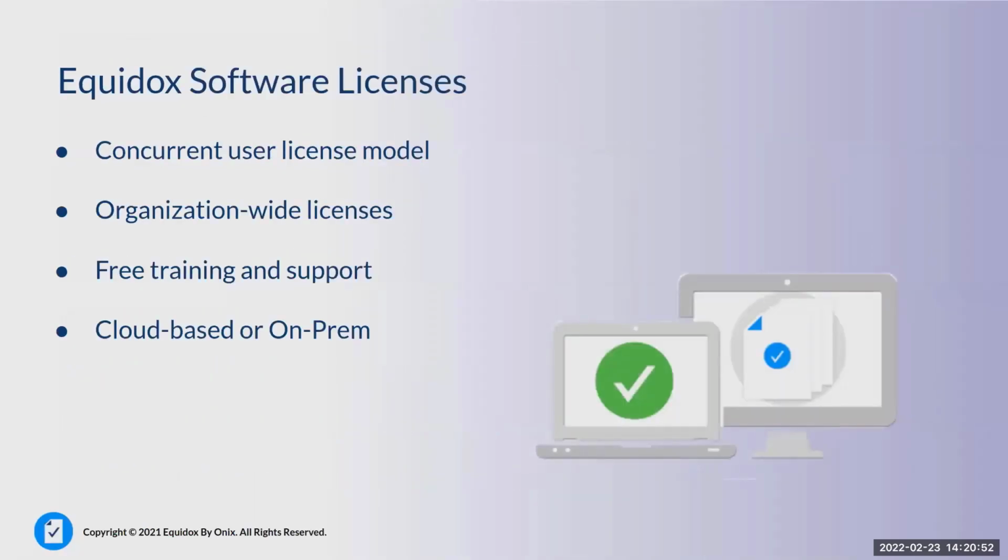Just talking a bit more about Equidox, we do offer software licenses, and those licenses are a concurrent user licensing model. What I mean by that is if your organization were to purchase, let's say, 20 concurrent licenses, that means 20 people could be logged in working on Equidox at the same time. But you might have additional users that actually have access to it. It's just a matter of how many are working on the tool at any given moment. We also can offer organization-wide licenses, and we can integrate with single sign-on solutions. So if this is the type of tool that you'd like to deploy to your entire organization, that's definitely something that we can support.